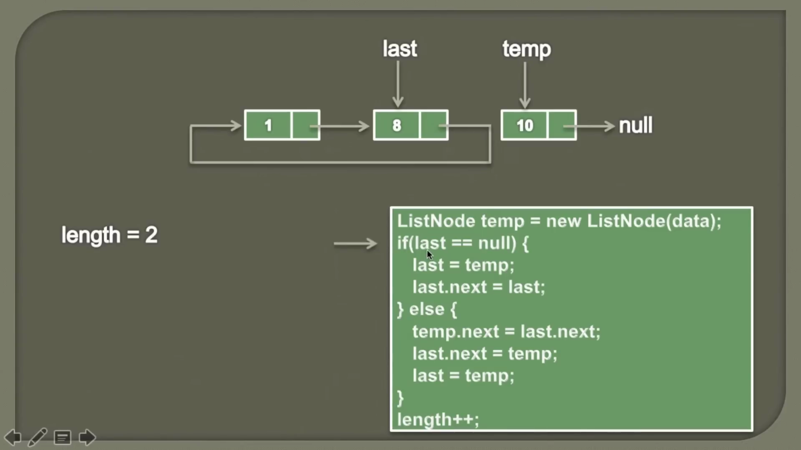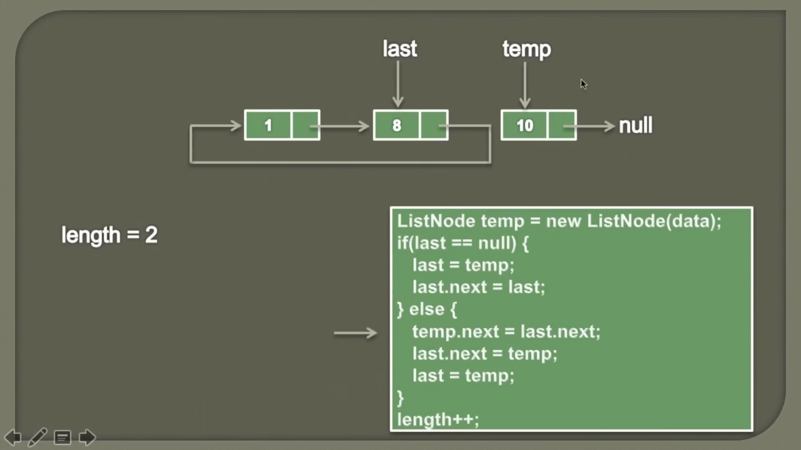Now the first step will check whether last is equal to null or not. Currently last is pointing to the second node, therefore it's not null. So the condition in the if block comes out to be false, and the else part will be executed. The first step in the else part is we simply assign the value of last.next to temp.next. Here you can see last.next is pointing to the first node and temp.next is pointing to null.